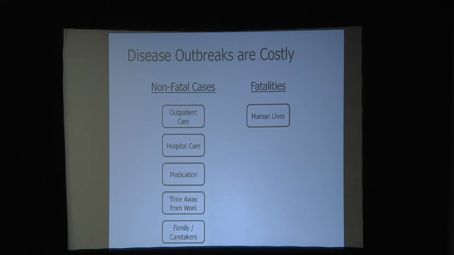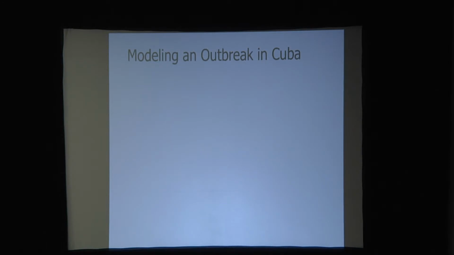For non-fatal cases, you have outpatient care, hospital care, the cost of medication, but also the indirect cost of time away from work, time that family members take away from work to care for these people, and a lot of other items. The cost of fatality, we didn't spend a lot of time there. We set the fatality cost at $129,000 per person based on some work done by Stanford University, but didn't go further than that.